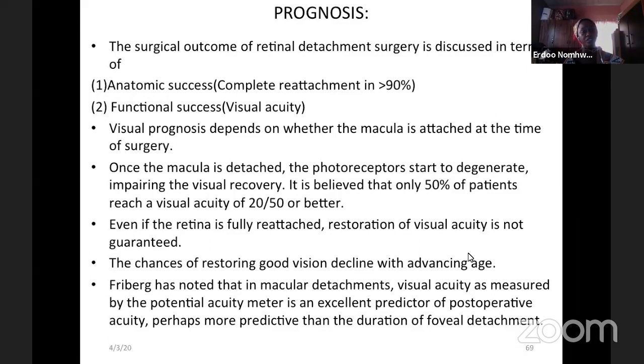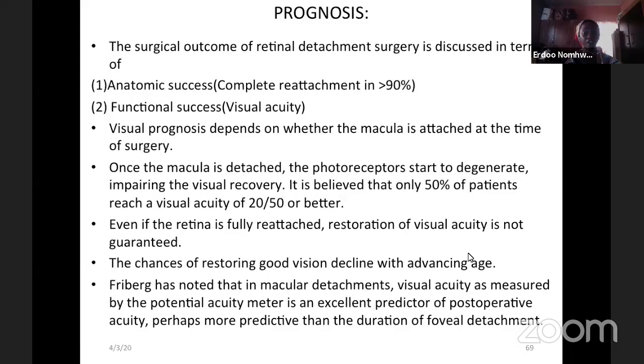Usually the prognosis, the surgical outcome of retinal detachment is discussed in 2 ways. At anatomical success, you may have achieved complete reattachment, which is usually possible in about 90% of cases, but then you also look at it in terms of the functional success, that's the visual acuity the patient is going to have after the retinal detachment surgery. So the visual prognosis depends on whether the macula is attached at the time of surgery. If the macula was detached, we all know that the photoreceptors will start to degenerate, impairing visual recovery. And it is believed that only 50% of patients will reach a VA of 20/50 or better.